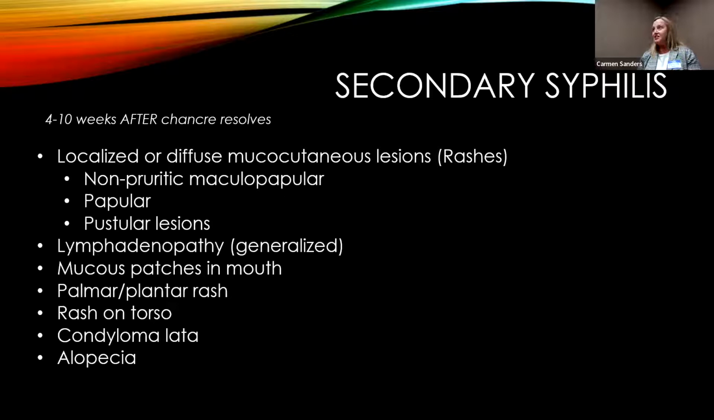In secondary syphilis, you'll also see a generalized swelling of the lymph nodes, the mucus patches in the mouth, a palmar or a plantar rash, so rashes on the feet and the hands, rashes on torsos, condyloma lata, which are growths that can sometimes be misrepresented or misdiagnosed as venereal warts, and alopecia.